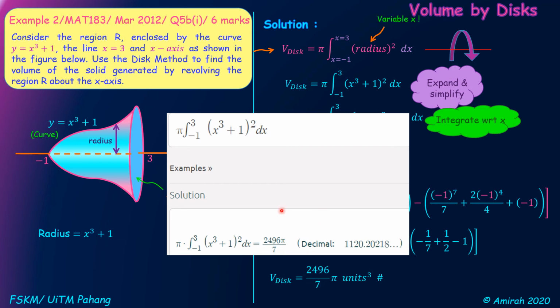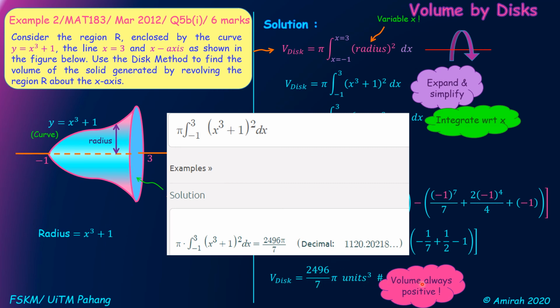We can check the answer using Symbolab. From Symbolab, we just write the syntax from the function that we set up for volume by disk. So we have pi, and then integration from -1 to 3, of bracket x cubed plus 1 squared dx. After we press enter, we get 2496 pi over 7. Then we must put units cube for volume.